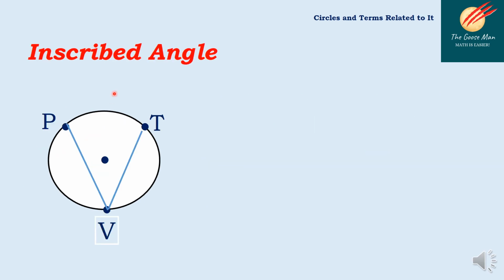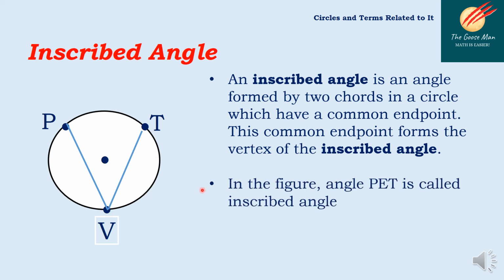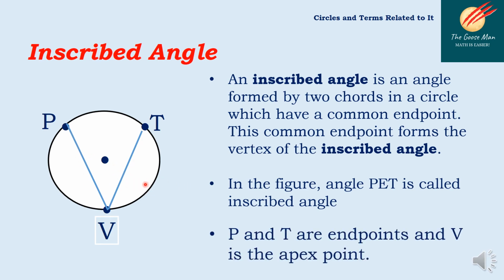Next, we have the inscribed angle. An inscribed angle is an angle formed by two chords in a circle which have common endpoints. This common endpoint forms the vertex of the inscribed angle. From the figure, we have angle PBT, such that the vertex is lying on the circle. Angle PBT is called the inscribed angle, such that P and T are endpoints and B is the apex point.